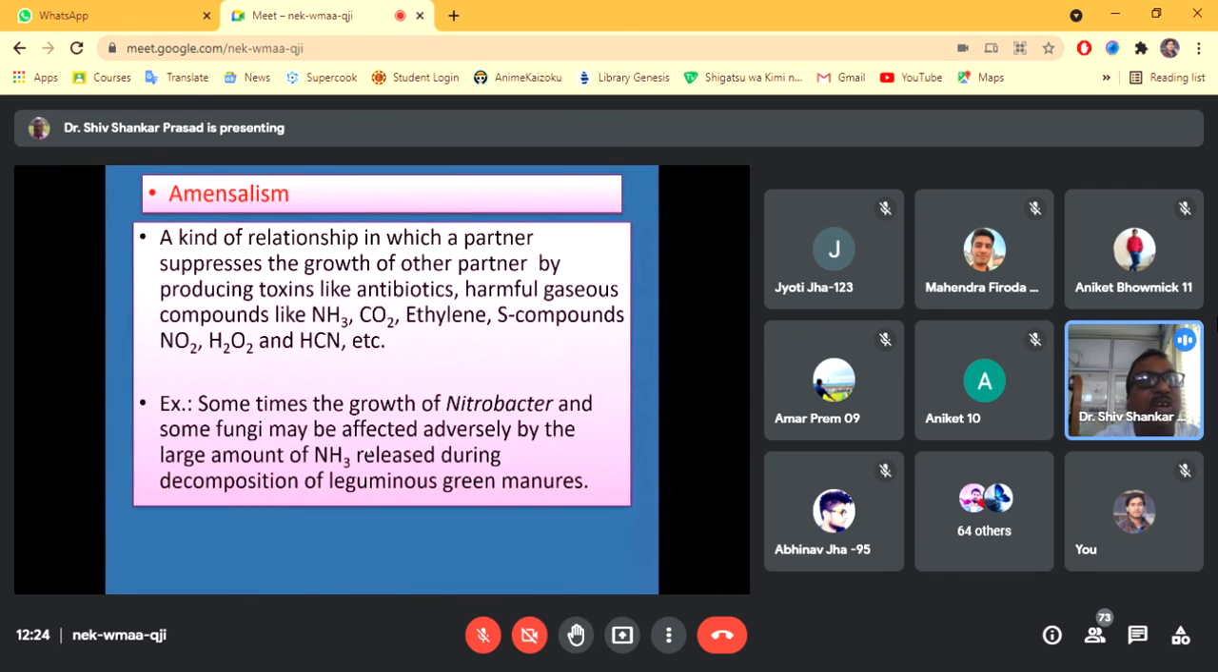Green manuring, that is, leguminous plants are incorporated into the fields and decomposition takes place. During the decomposition, very rapid decomposition takes place and nitrification also takes place. Ammonia is released in a very large amount. The higher quantity of ammonia suppresses the growth of Nitrobacter also. Nitrobacter is a type of microbe involved in nitrification, the conversion of ammonia into nitrate. So sometimes the growth of Nitrobacter and some fungi may be affected adversely by the large amount of ammonia released during the decomposition of leguminous green manures.